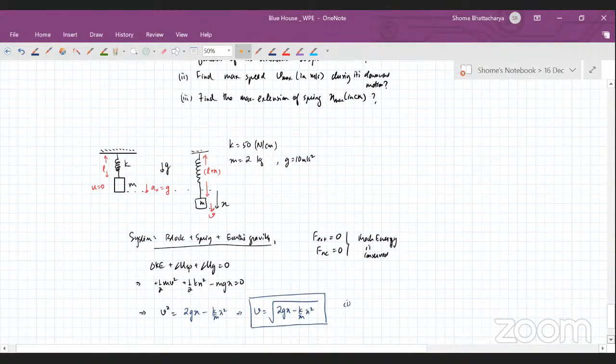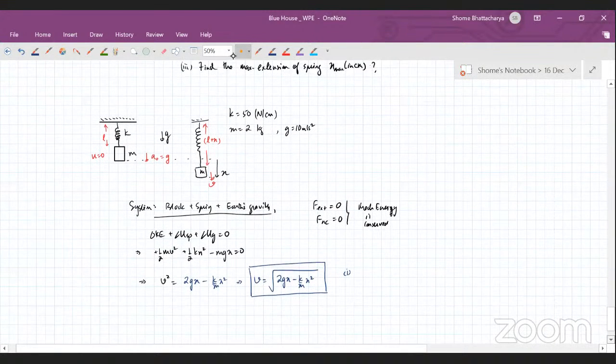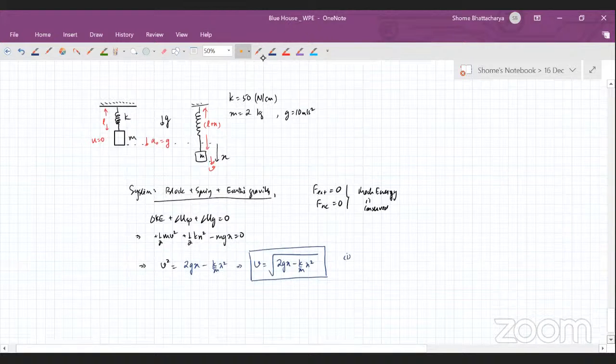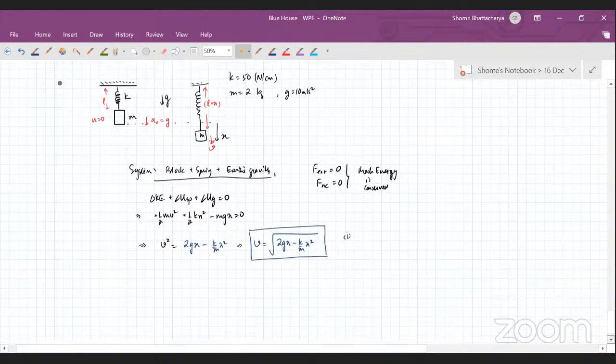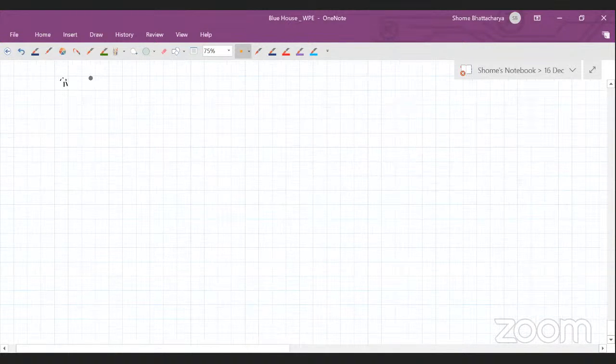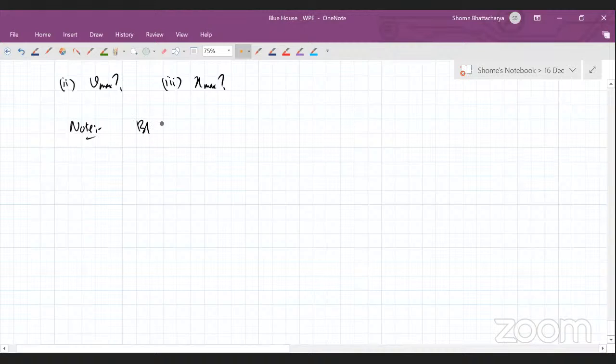Okay, now for the second and third part, what we have to understand is that the general motion of the body, for the second part we want to find out the maximum speed, and third part we want to find out the maximum extension of the spring. So what we have to understand here is that the block will oscillate vertically.